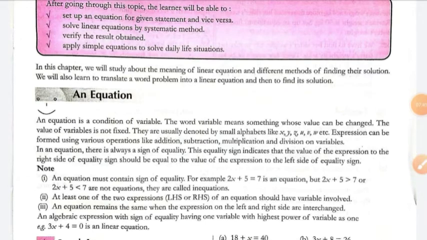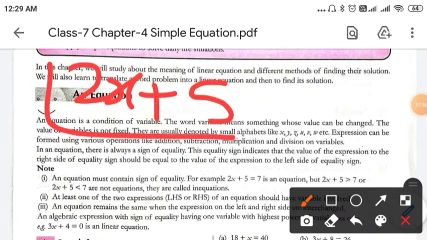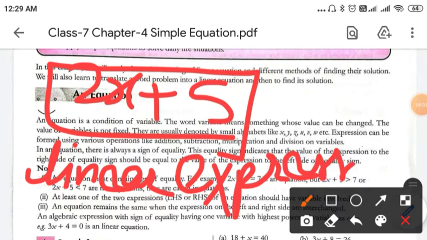So here it is called a linear expression. We cannot say that it is a linear equation, it is a linear expression. When I am writing 2x plus 5 only, it is called a linear expression. No, it is not called a linear equation, it is a linear expression.